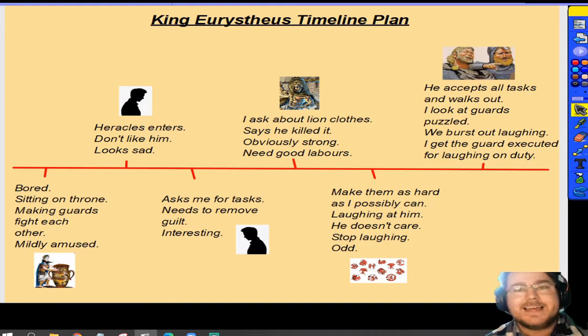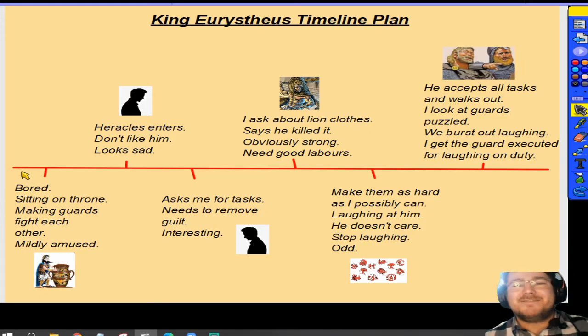Okay, here is my timeline plan of King Eurystheus. All I started with was a straight line. That was it. So here is the beginning of my diary, and all the way at the end, this is what happens at the end. Notice I don't start with 'I woke up and I got out my pajamas.' It's boring.